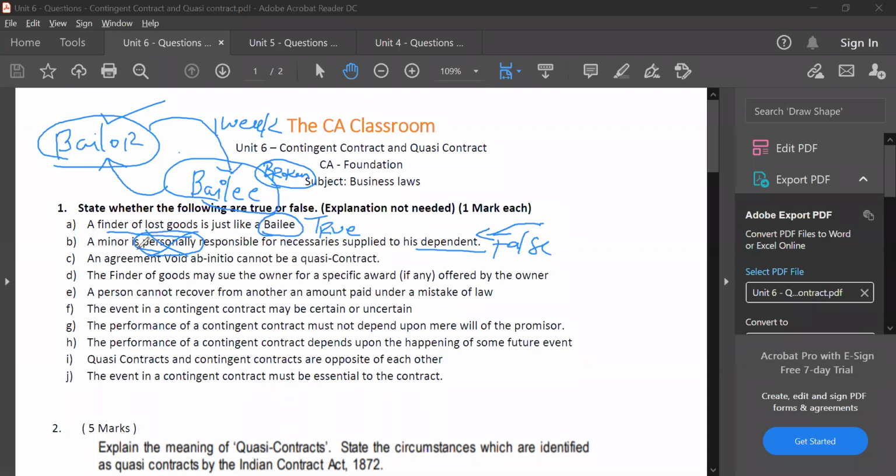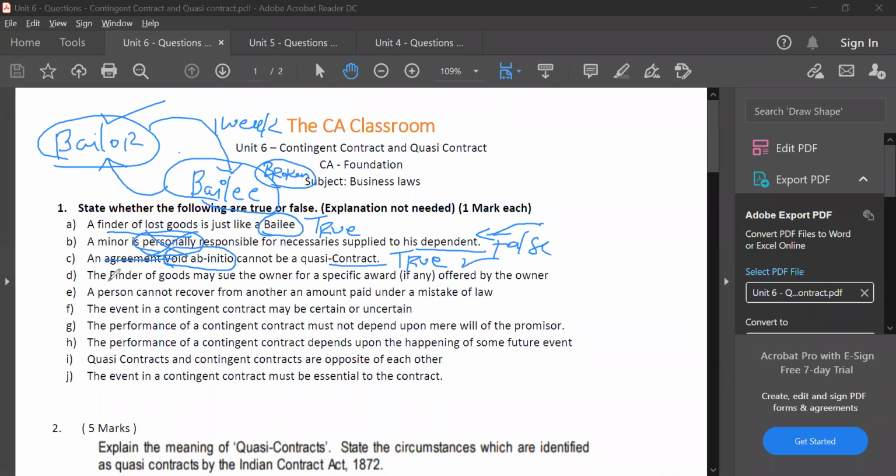Third one. Can you read the third question for us? An agreement void ab initio cannot be a quasi contract. Answer: true. Yeah, the third one is true. See, the minute void ab initio comes, once an agreement is void, then the agreement will never be a contract. You're calling something a contract over here. They're saying an agreement void ab initio cannot be a quasi contract. Yes, it cannot be a quasi contract. So the answer is true.